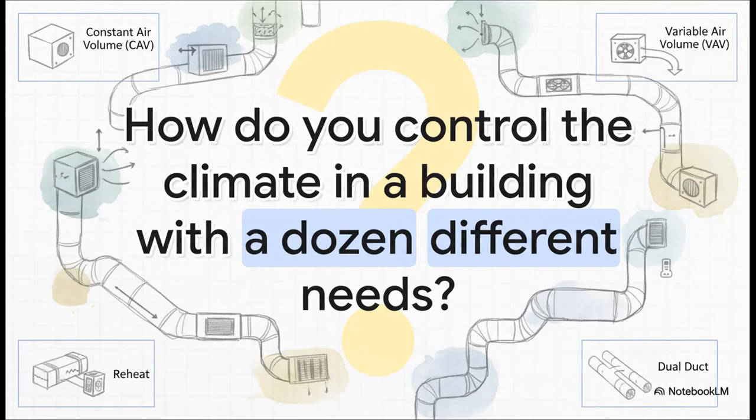Okay, so picture this. This is the classic problem, right? You've got a conference room, a corner office getting blasted by the sun, and a tiny data closet that's cooking itself. How in the world do you keep everyone happy? One space is freezing, another is boiling, and they all have totally different demands at the exact same time. This is the puzzle we're going to solve today.